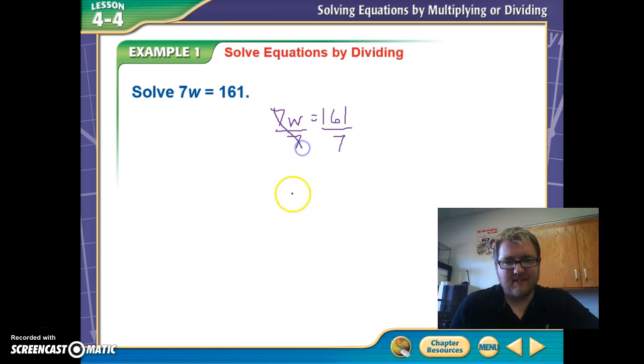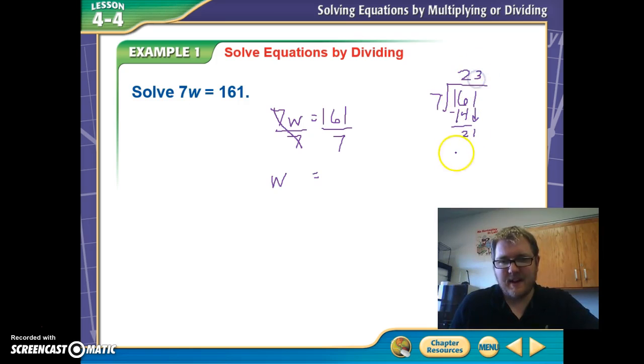When I do that, the 7's cross out, and I'm left with 1w, or w, equals 161 divided by 7. 7 goes into 16 twice. We're left with 14, and we bring down the 1. It goes in 3 times, and we have a remainder of 0. So w equals 23. We can double check our answer there. Just put 7 times 23 into your calculator for 7w. You should get 161.